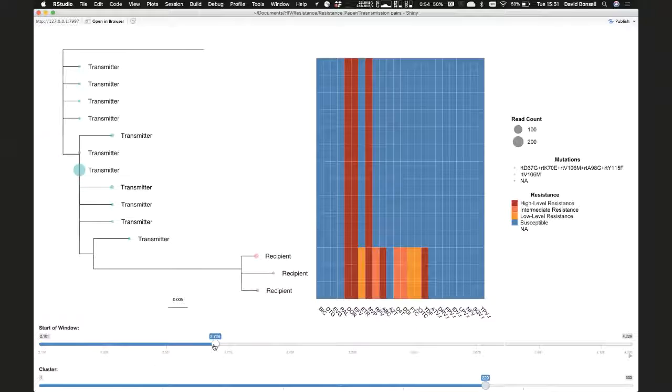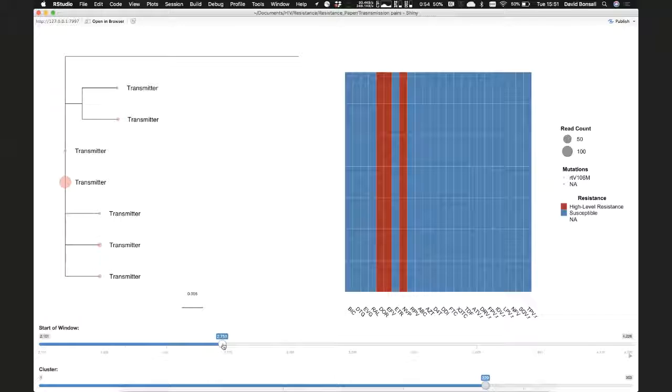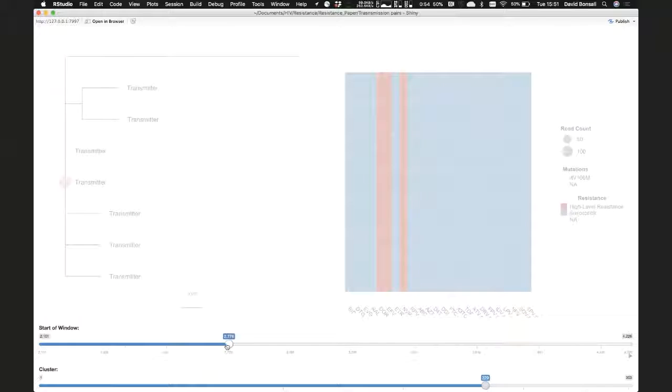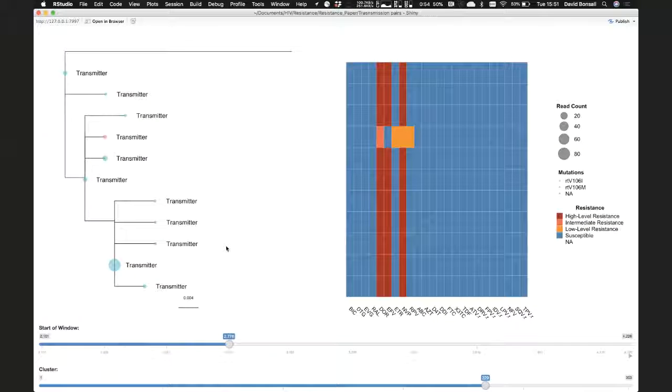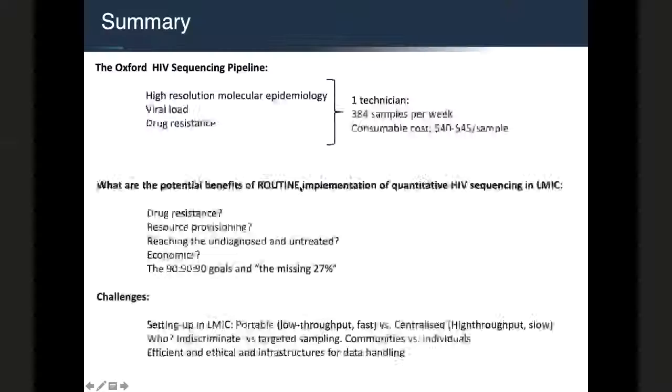So again, giving you a kind of direct visualization of how drug resistance seems to have been transmitted and then built upon and expanded within host. So that, I think, is everything I wanted to show you. I appreciate I've probably gone over time. I've shown quite a lot of different stuff and not really summarized it very well, I suppose.